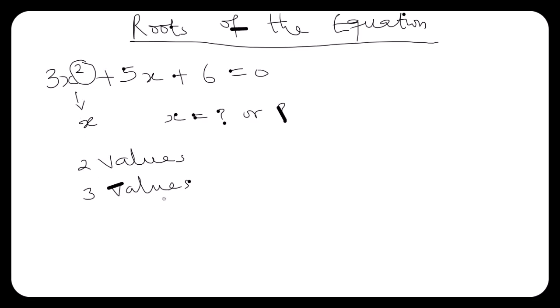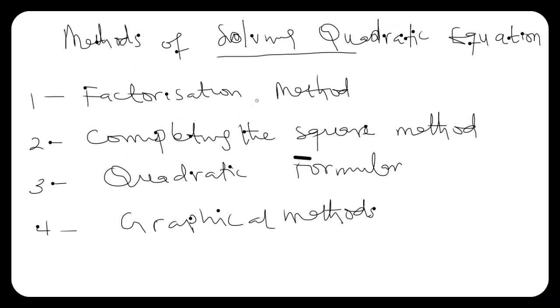And in this class, we're going to limit our discussion to quadratic equations whose highest power is 2. Then later we'll discuss the various methods by which you can solve a quadratic equation. We said there are 4 methods: 1, factorization method; 2, completing the square method; 3, quadratic formula method; and 4, graphical method. So in the next class, we're going to take these methods one after the other and see how we can use each to solve any given quadratic equation.